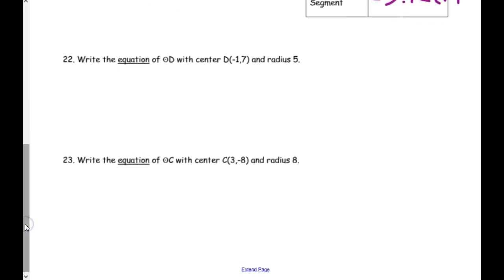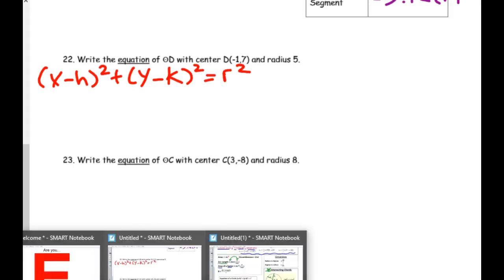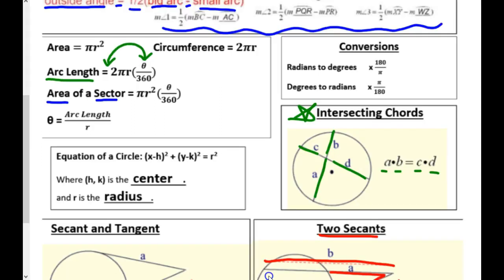Okay, look at 22 and 23. So for 22 and 23, we're writing an equation. So let's remember our equation. I'll write it over here. X minus h squared plus y minus k squared equals r squared. It's on your formula chart, right? Equation of a circle, right there. You got to know that. H and K is the center, R is the radius. It's all on your formula chart right there.